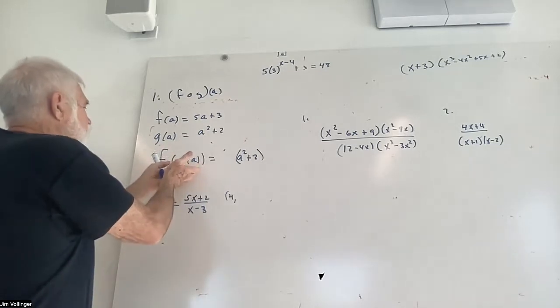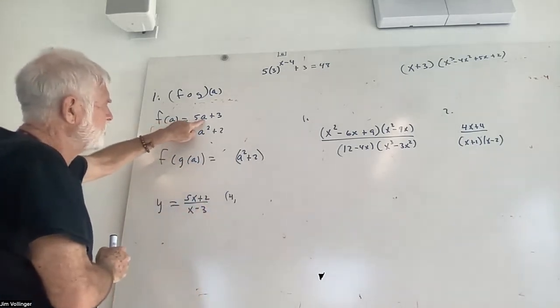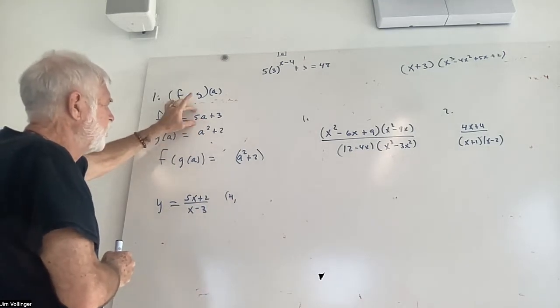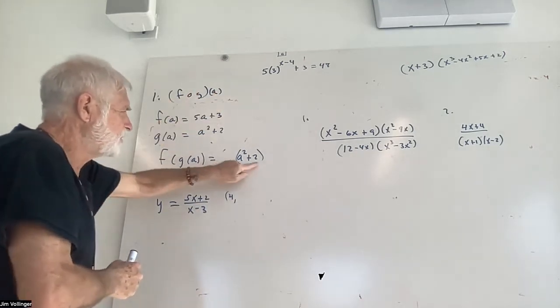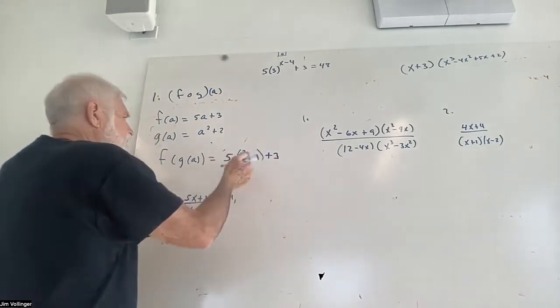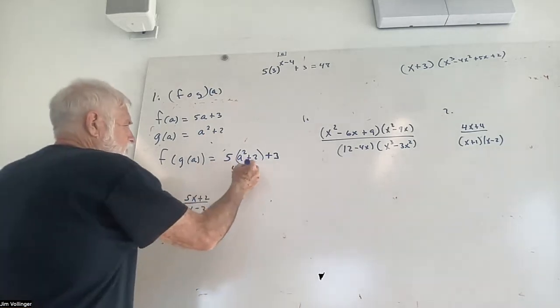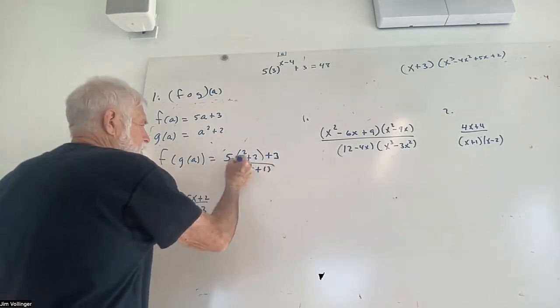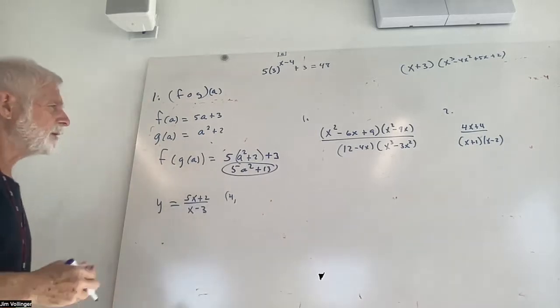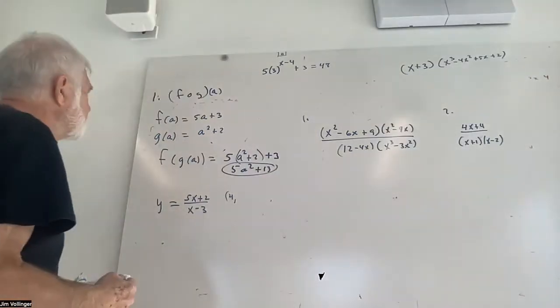And now I'm going to put that into the f function. What's the f function ask me to do? It takes whatever the input is and multiplies it times 5 plus 3. This is the new input. So I'm going to multiply it by 5 plus 3. And that's your answer. I suppose you could do it out: 5a squared plus 13. A little simpler way of writing it. So that's what we practiced last night. Hopefully you saw that.